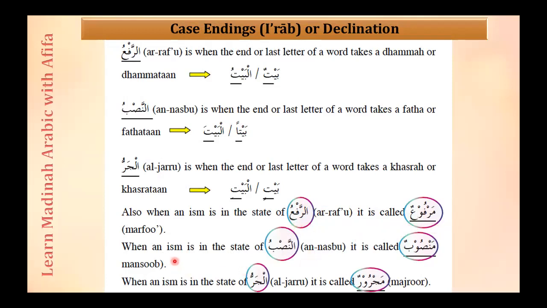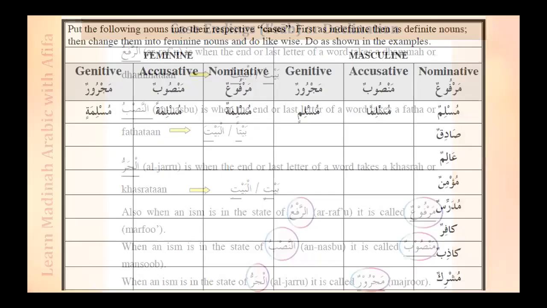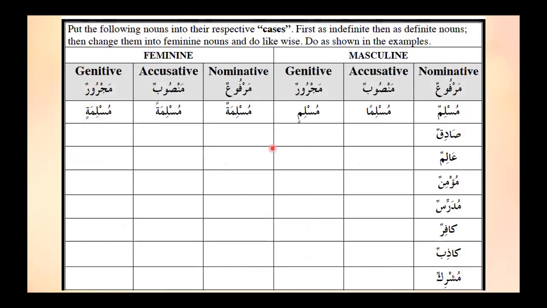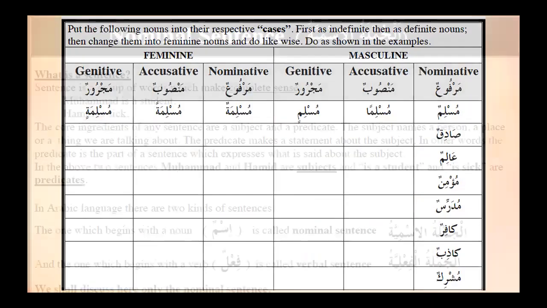So when a noun is in the state of nasab, it is called mansubun. When the noun is in the state of jar, it is called majrurun. These are saying the same thing. Just terminology that slowly you will get familiar with. We've already covered these examples last time, so I'm not going to go over it again.